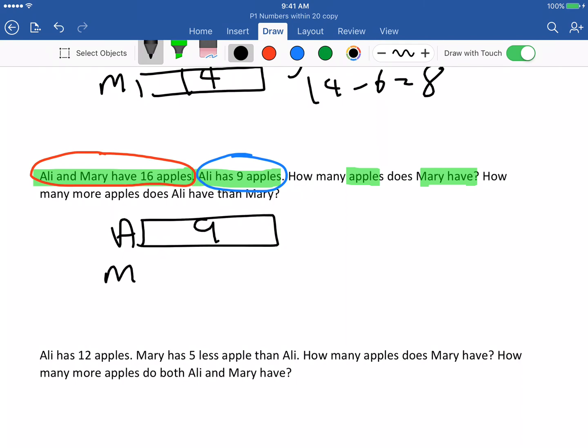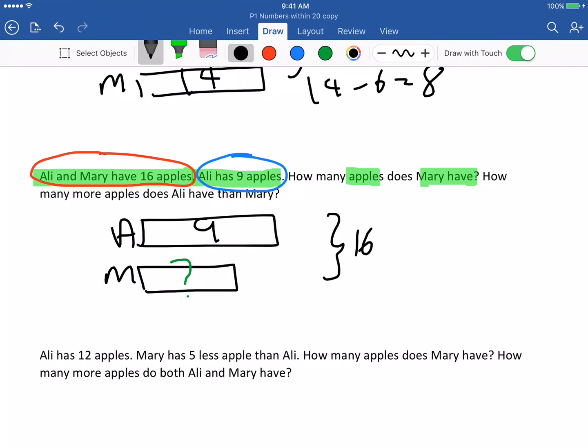Okay, Mary is here. Ali and Mary have 16, so in total here we have what? 16. So Mary has a certain amount. How many apples does she have? I'm not too sure, so I just draw it first. So we are trying to find what? This portion right here. We're trying to find this portion here.